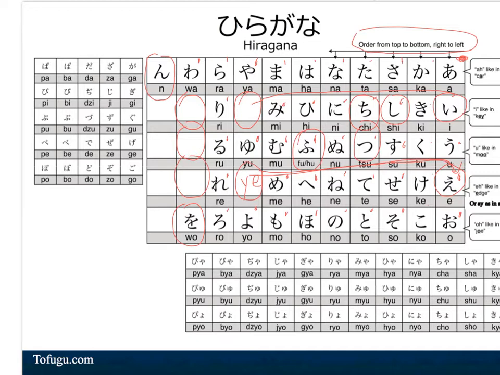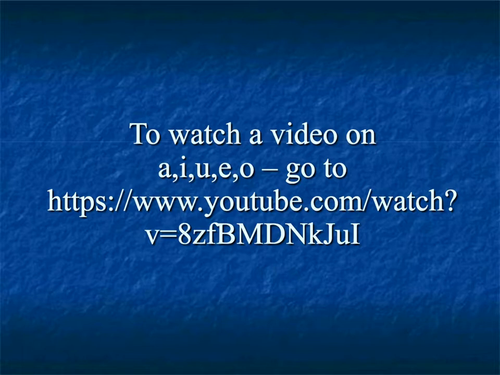Okay, and I'll explain this part a little bit later. This part we'll get to towards the end of our study of hiragana. So we're moving on to how to write these particular characters. To watch a video on IUAO, I think this is a very good video. Go to youtube.com. It's a Japanese Pod 101 podcast, but they put it on YouTube.